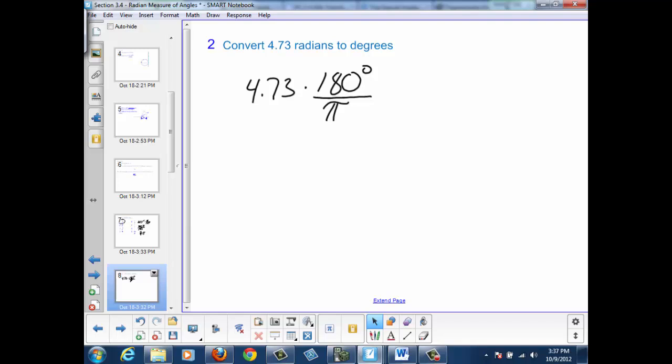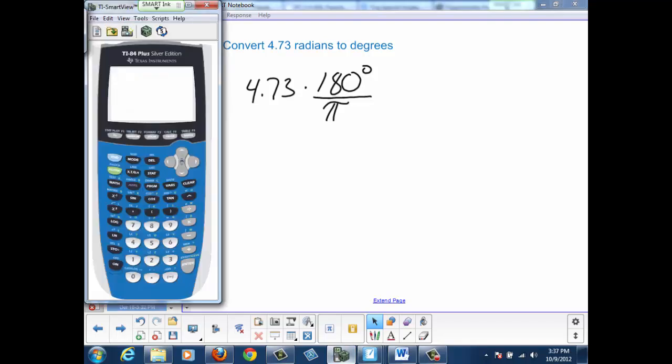So I pull out my trusty calculator and I take 4.73 times 180, and then I divide by pi. And I get 271 degrees.